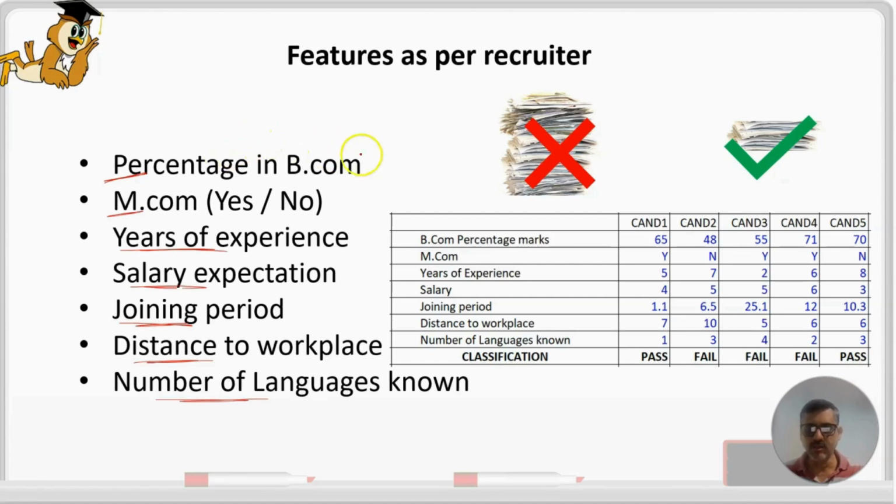A table whereby candidates, candidate 1, candidate 2, are indicated as columns. For each of these candidates, the numerical values of the features are listed. For MCom, it's just yes or no, but the others have numerical values. And finally, because this is training data, the recruiter also tells you whether this particular candidate was shortlisted or not shortlisted.